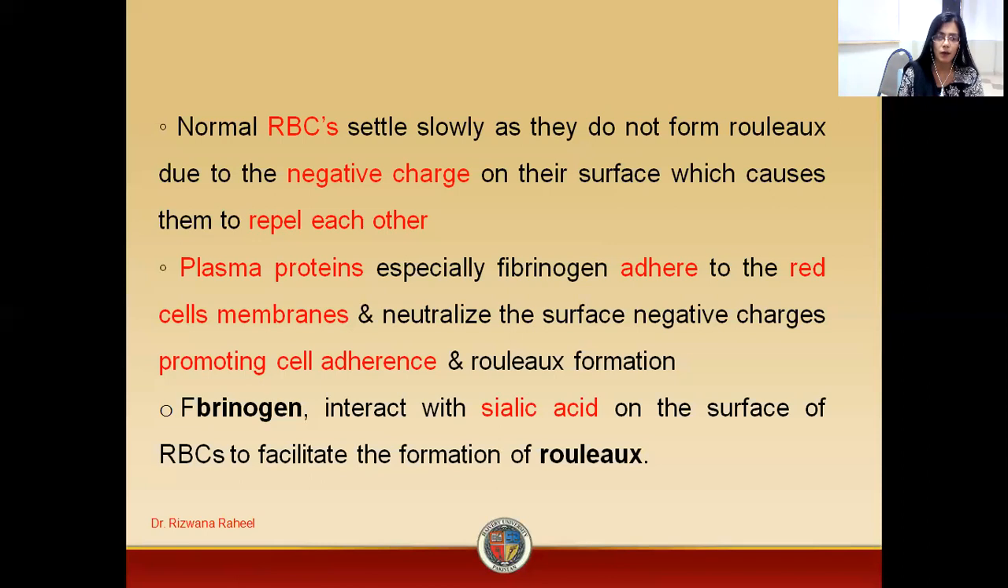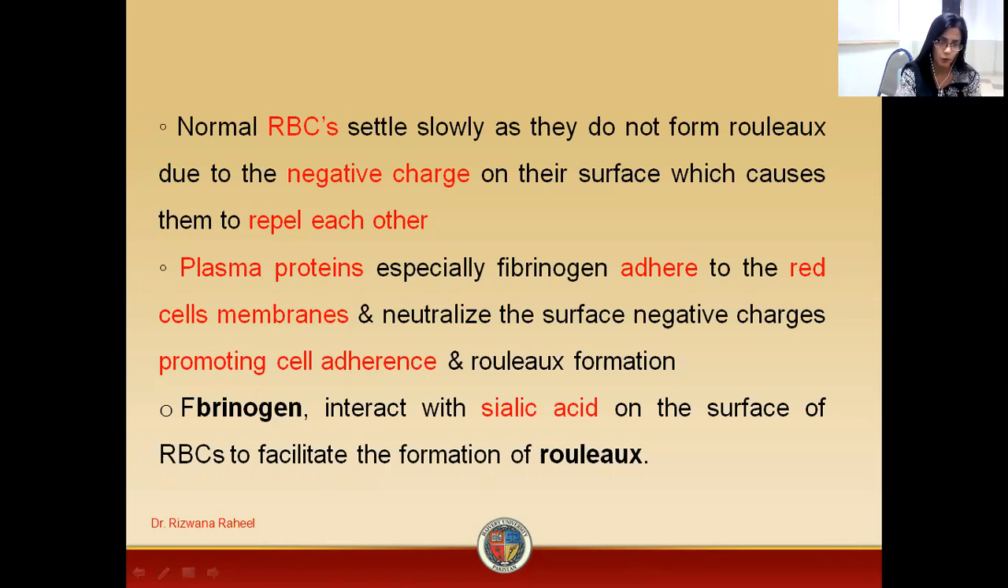However, we know that in our plasma, we have a protein that is fibrinogen. The plasma protein fibrinogen has the ability to adhere to the red blood cells. It means that if the fibrinogen is adhering to the red blood cells, fibrinogen contains a positive charge. So this fibrinogen, which is now adhered to the red blood cell, will try to neutralize the surface negative charge of the red blood cells, thus promoting cell adherence and rouleaux formation. So this fibrinogen is actually the reason behind the rouleaux formation of the RBCs.